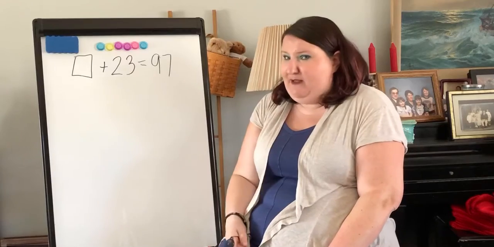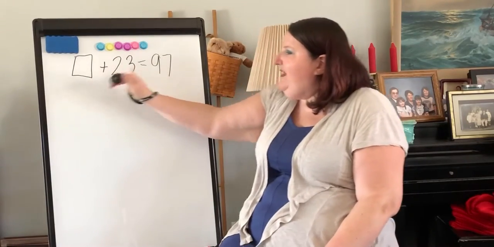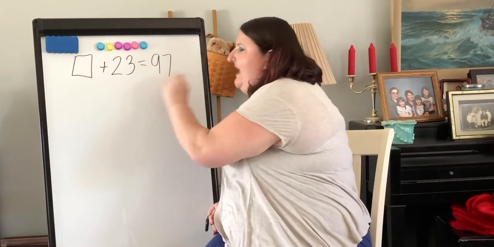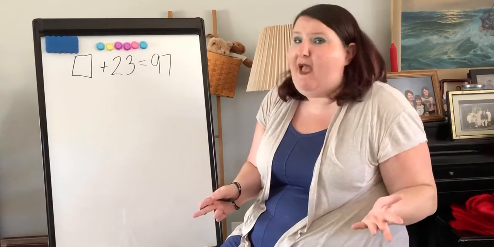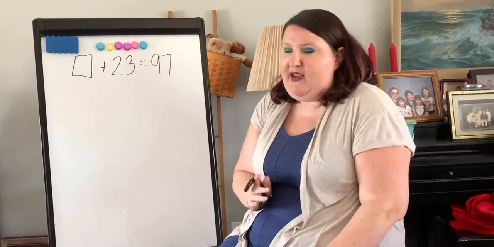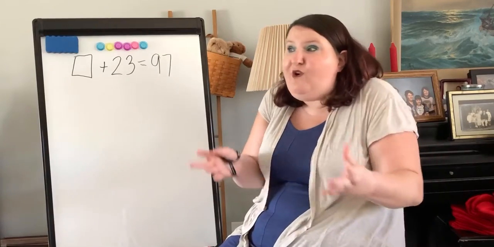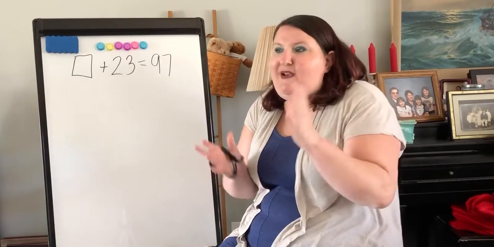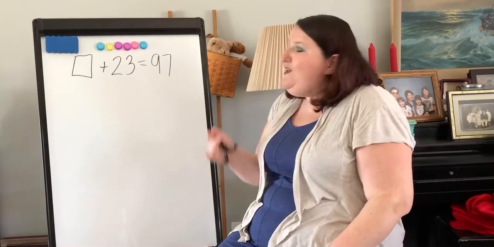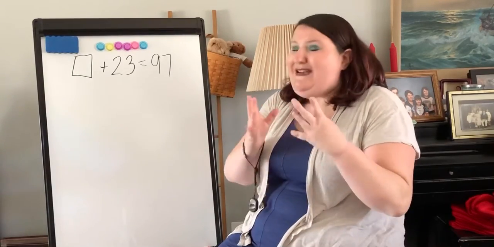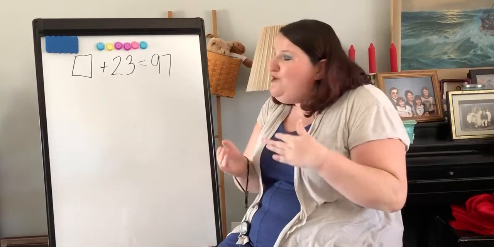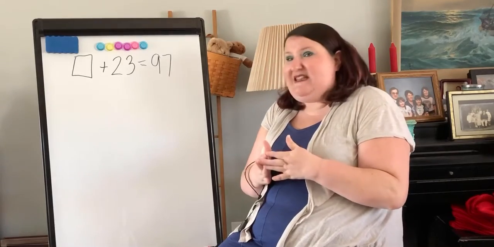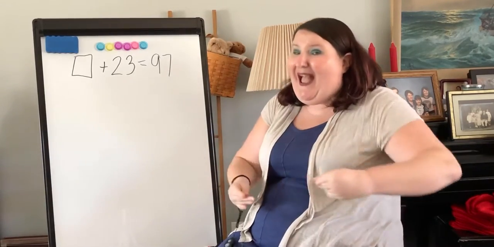Remember when I said with the first problem, this has to be the same. So whatever this is also has to be 97, because that equal sign means the same as. So we have this 23. Something is missing from it in order for it to become 97. When you subtract, you're taking a number apart. And boys and girls, that's what we have to do here. We have to take 97 apart in order to find that starting number. So we're actually going to take 97 and we're going to take 23 out of it.